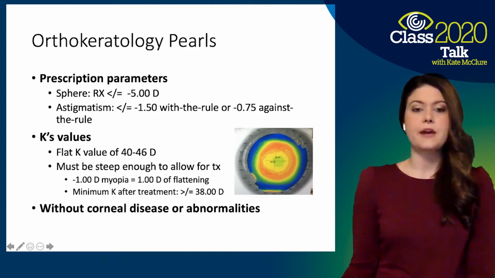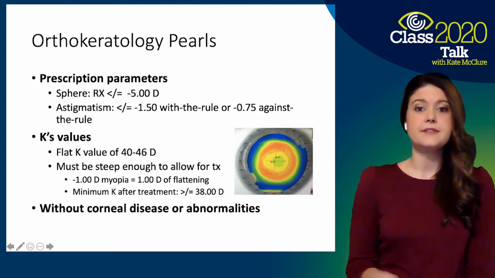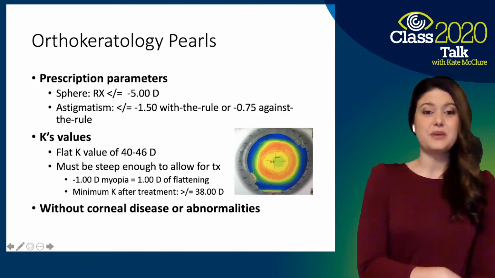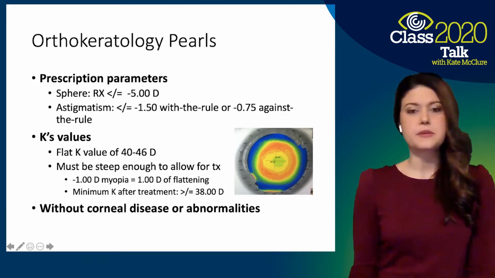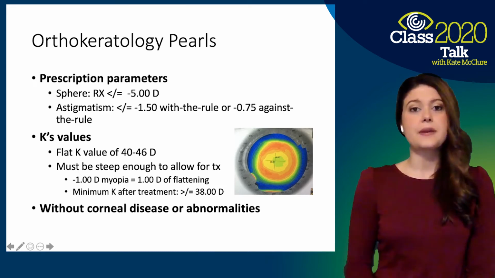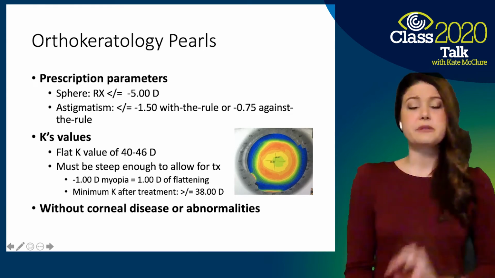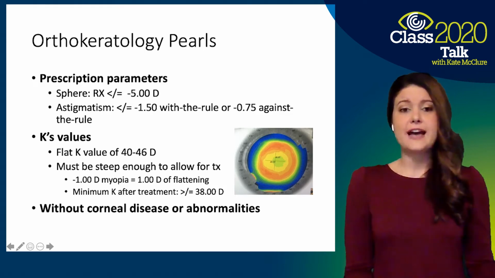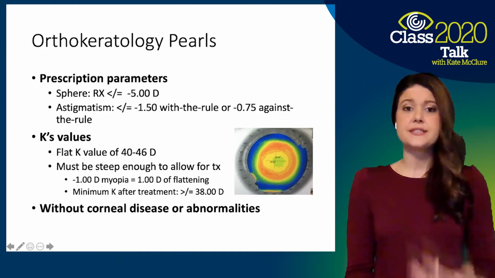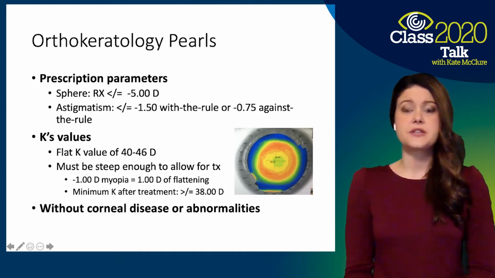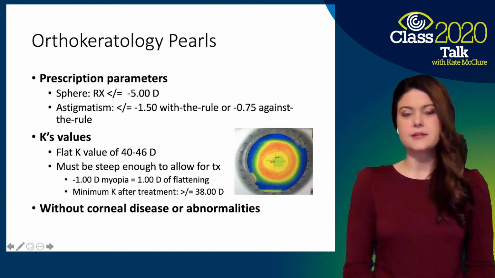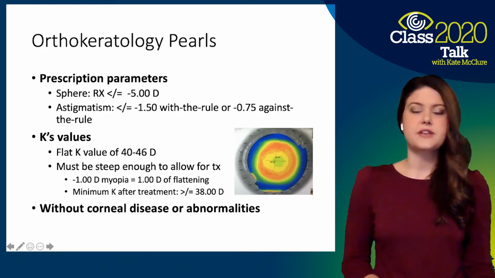Now, if your 4 diopter myope has a flat K of, let's say, about 41, that's going to take us below 38, and I'm not comfortable prescribing for that. I think that would impact our success. So it's really important that you look at the prescription parameters and the K values and the flat K value to see if orthokeratology is a good option for your patient. Also, obviously, we want the patient to be without corneal disease or abnormalities. So we need to take all of this into consideration.